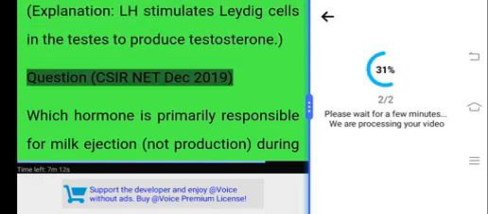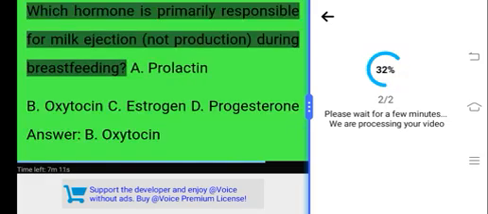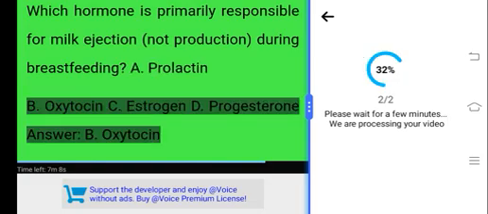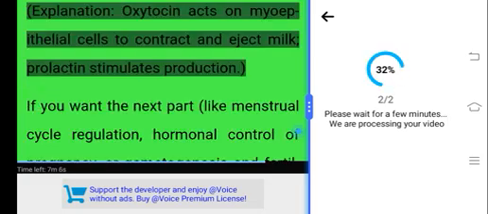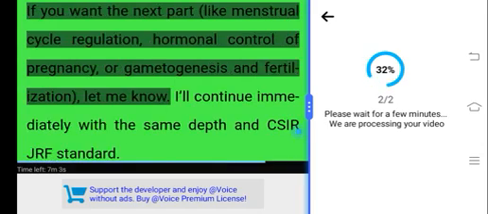Question, CSIR NET December 2019. Which hormone is primarily responsible for milk ejection, not production, during breastfeeding? A, prolactin; B, oxytocin; C, estrogen; D, progesterone. Answer: B, oxytocin. Explanation: oxytocin acts on myoepithelial cells to contract and eject milk. Prolactin stimulates production.